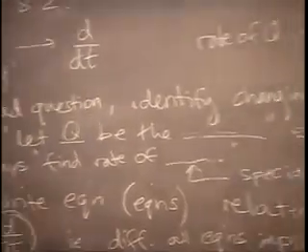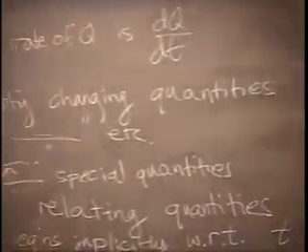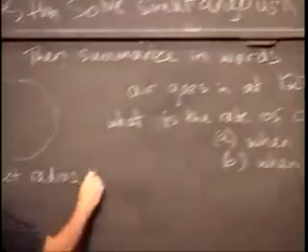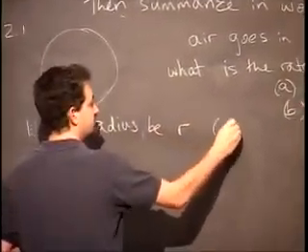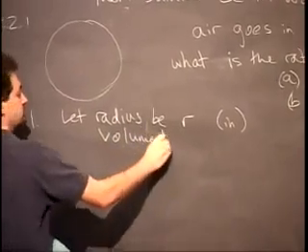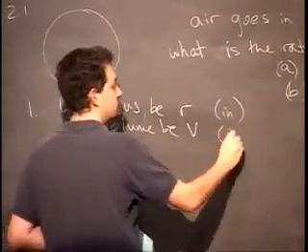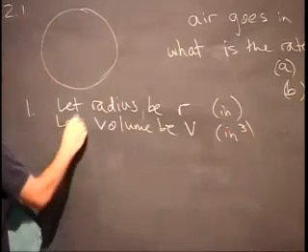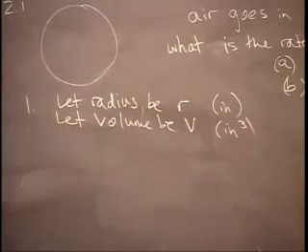So the quantities are radius, so let radius be r in inches, and let the volume be v in inches cubed. It's a good idea to put the units down there so we get them right at the end.